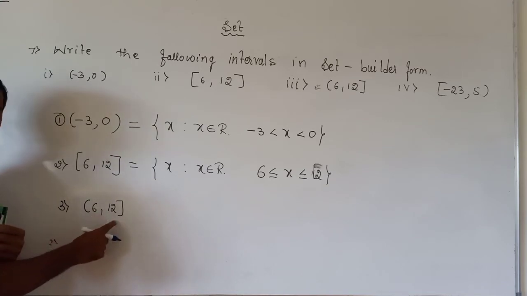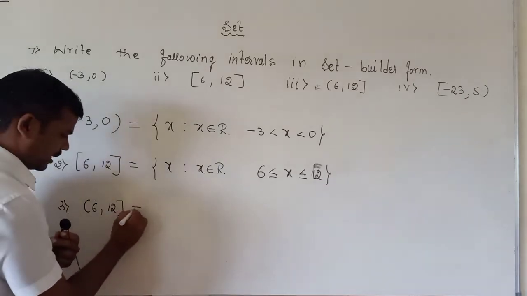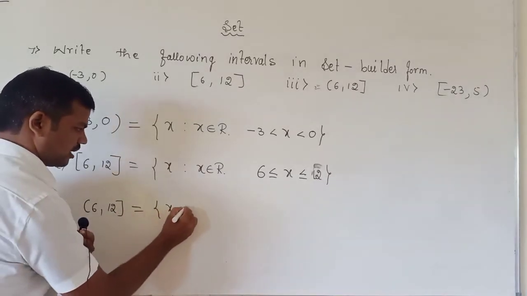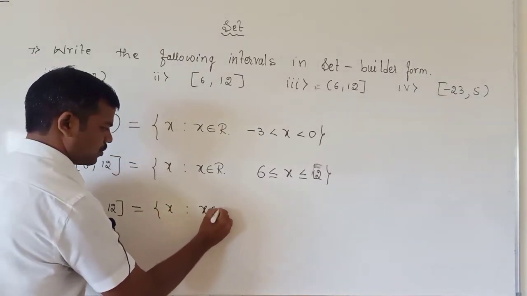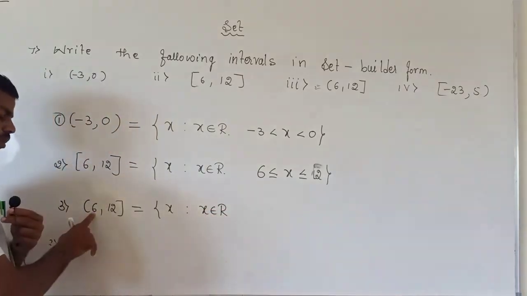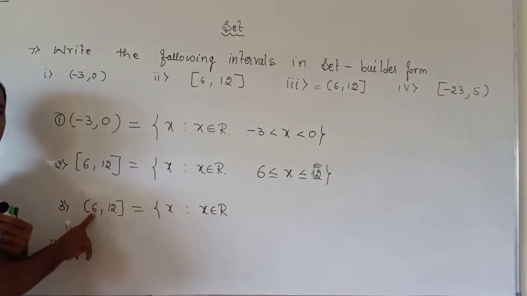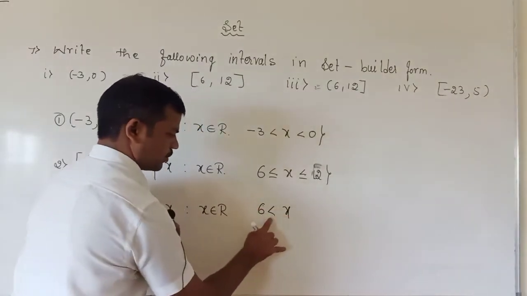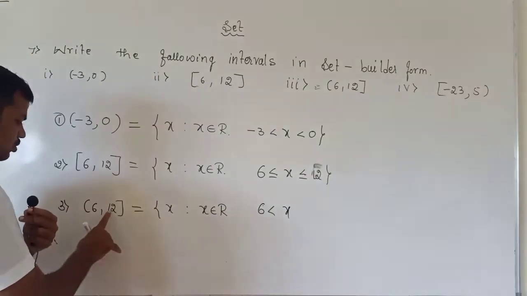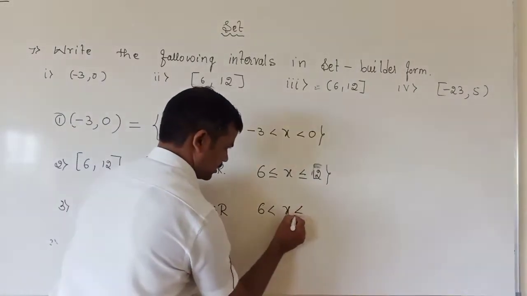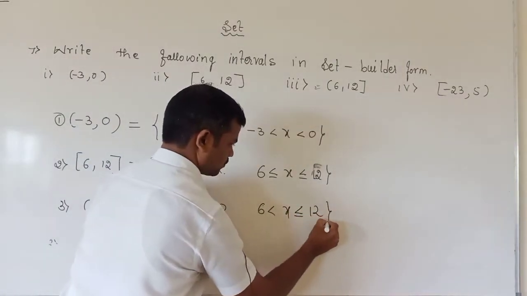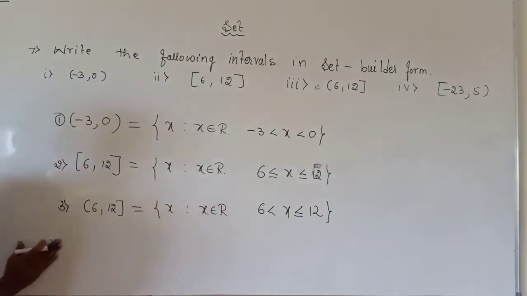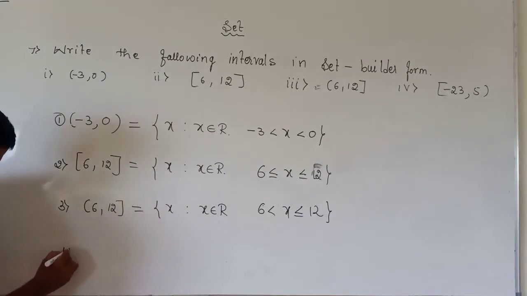Excluding 6 and including 12. So how do we write that? The collection of real numbers x. Does x belong to the real numbers including 6 or not? No, it is not included. Excluding 6, so 6 is not included. Equality is not there. So 12 is included. Then next we come to the fourth one.